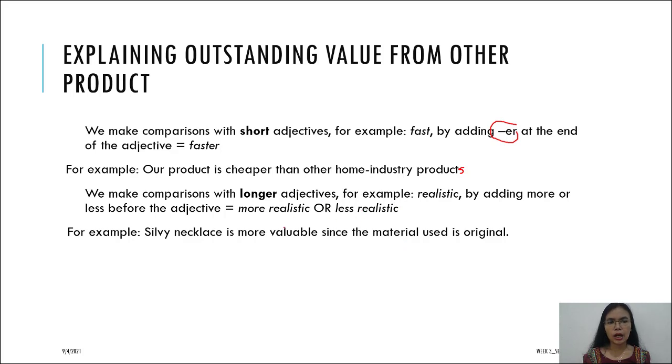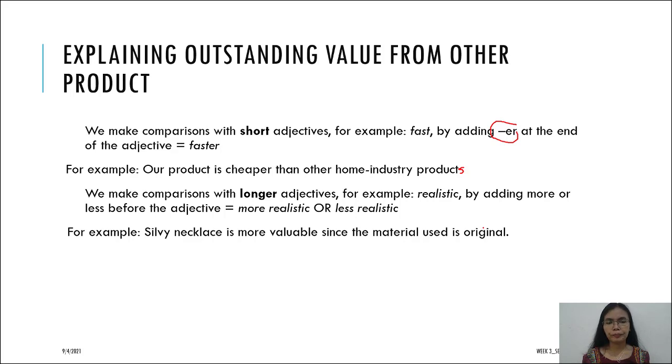So the example is different, okay, but this one I think I'll put valuable over here. You can always change it, yeah? So for example, valuable, so you say more valuable or less valuable. And then for example, Sylvie necklace is more valuable since the material used is original. So you're comparing it with the other product and why it is more valuable than the other one.